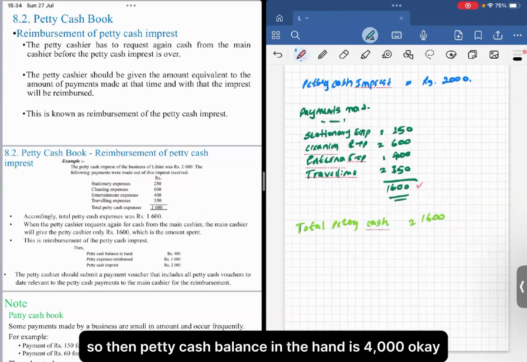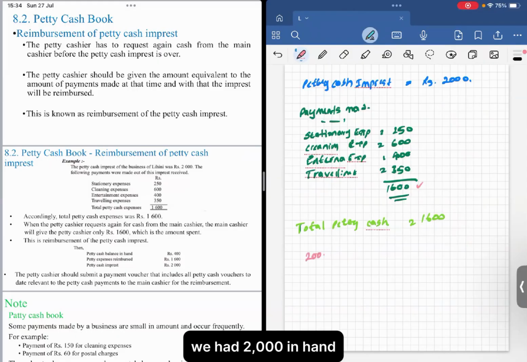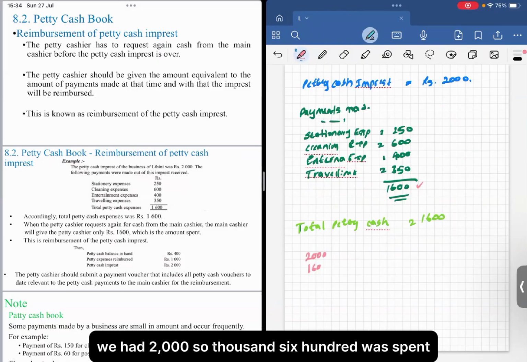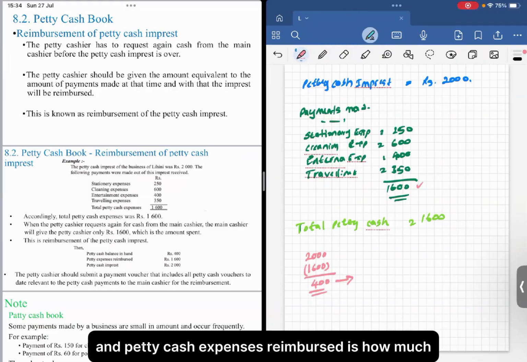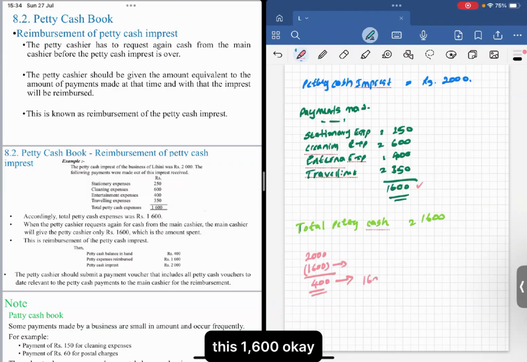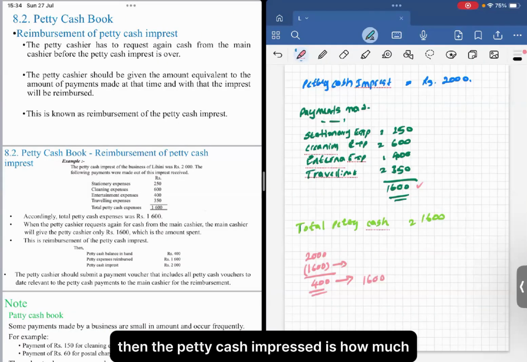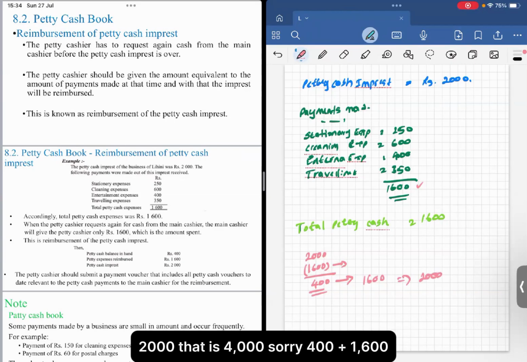So then the petty cash balance in hand is 400. We had 2000 in hand, and 1600 was spent, so now the petty cashier has 400 in his hand. And the petty cash expenses reimbursed is how much? This 1600. Then the petty cash imprest is how much? 2000. That is 400 plus 1600.